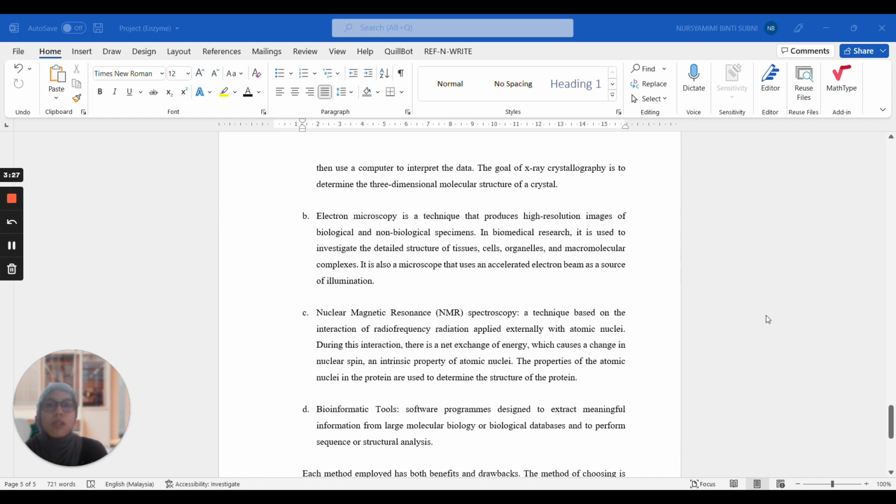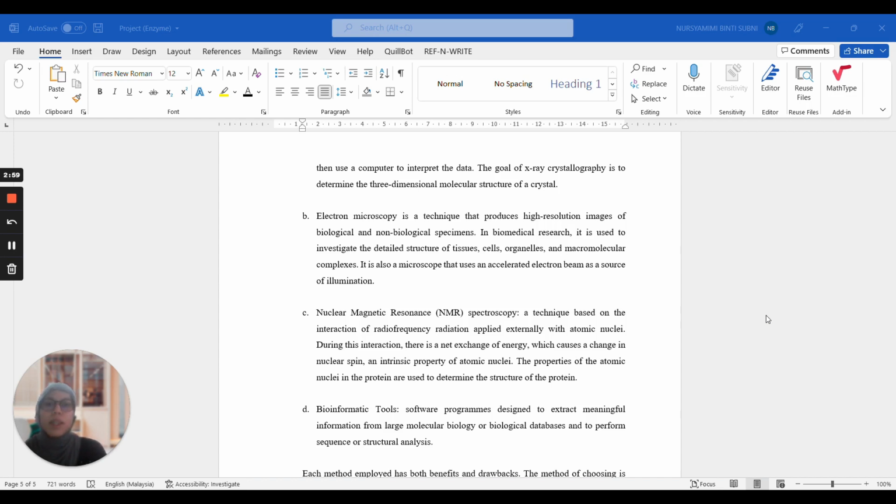The second is electron microscopy, a technique that produces high-resolution images of biological and non-biological specimens. In biomedical research, it is used to investigate the detailed structure of tissues, cells, organelles, and macromolecular complexes. It's also a microscope that uses an accelerated electron beam as a source of illumination.